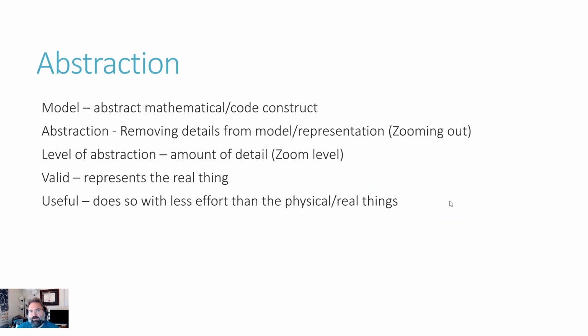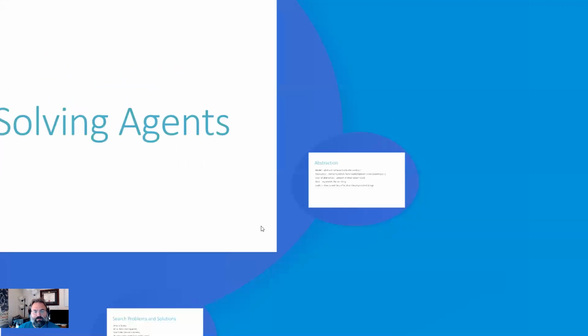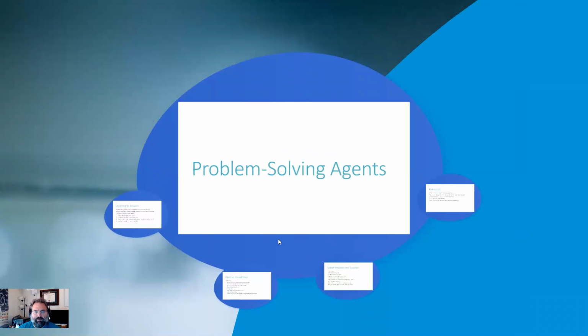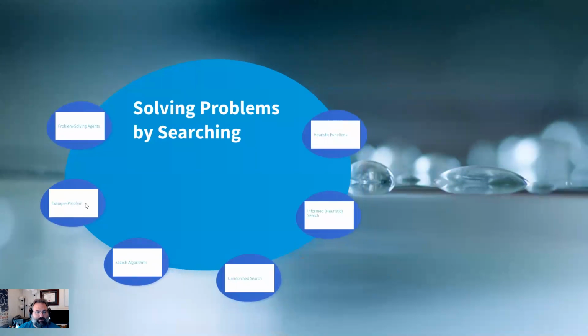So invalid would be that you're representing it, but it isn't really what reality is. Useful, so it lets you do something with less effort than actually dealing with the real thing, right? So if you have a model that is sufficiently detailed that it's really accurate, but it's easier to deal with the actual thing itself, not so useful, right? So the goal of using models and abstraction is to have something that's simpler to interact with than the thing which it is modeling, or the thing that it is being used to abstract out.